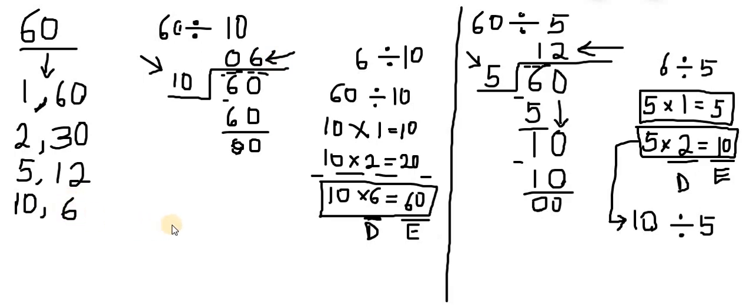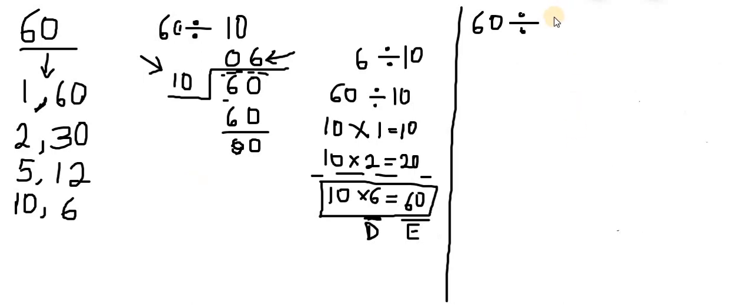Okay, what else could be a factor? I see a 6 here and I see a 3 here, so I'm guessing 3 could be a factor, but I need to check it just to make sure. Okay, so let's check 3. Check if I'm right. So we have 3. 60 divided by 3. So we go for 6 first. Okay.